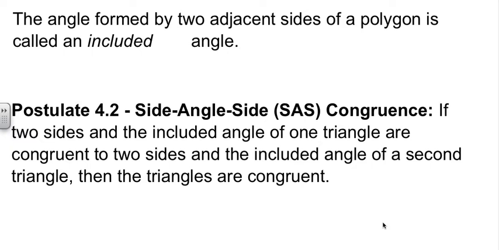Again, notice we only need 3 things. We need 2 sets of sides and 1 set of angles. So we only need 3 of the 6 possibilities to make life good. And this is called side angle side.